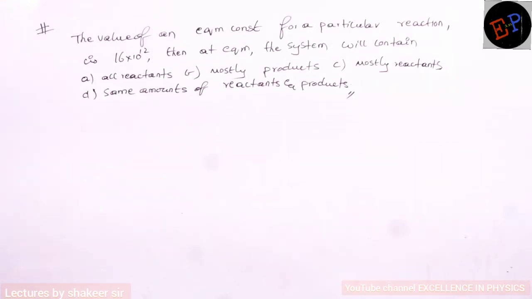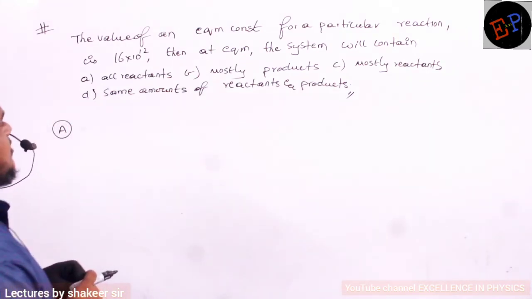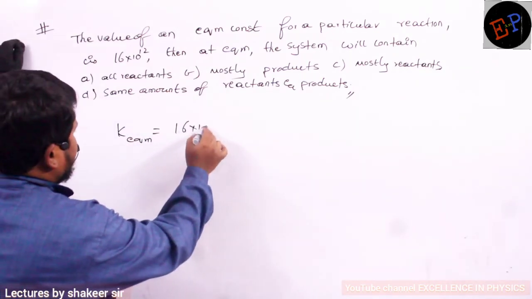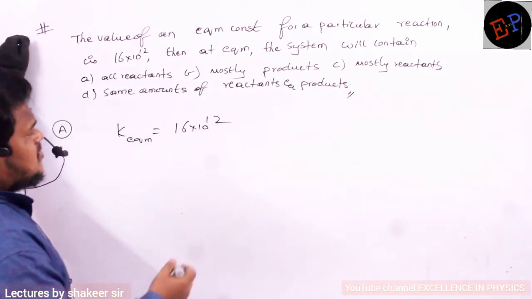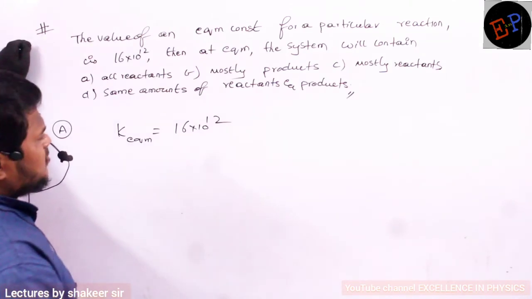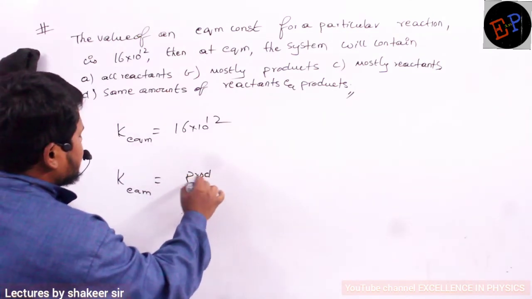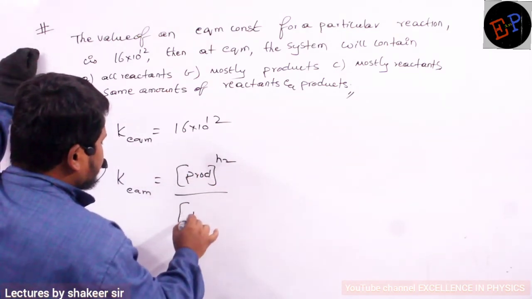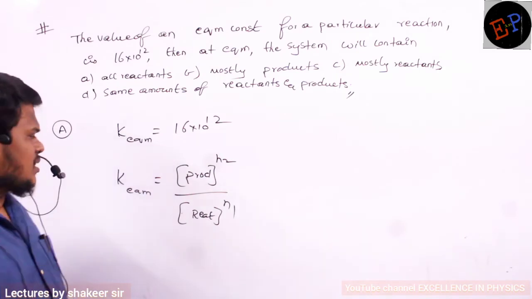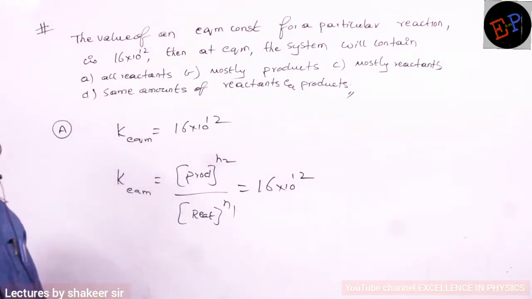Let us see. So this is the given question. The value of an equilibrium constant for a particular reaction is 16 into 10 power 12. Then the system will contain what? All reactants, mostly products, mostly reactants, or the same amount of reactant and product. So what is meant by the equilibrium constant? It is the concentration of products to the power n2 divided by the concentration of reactants to the power n1. This is the equation of K equilibrium. Now see here. What is the K value given? 16 into 10 power 12. That's all.